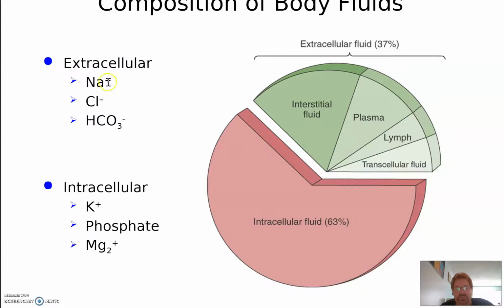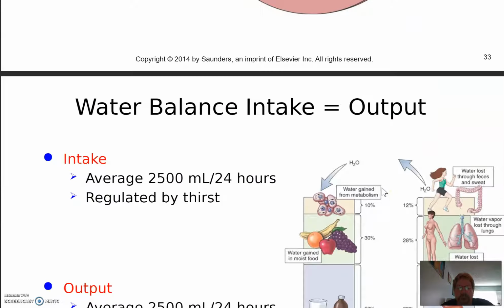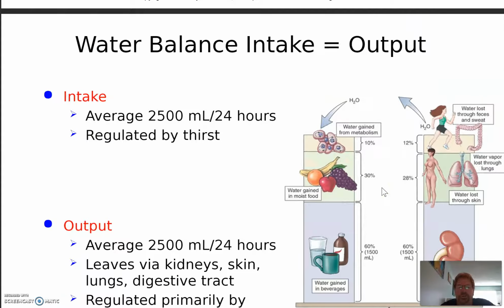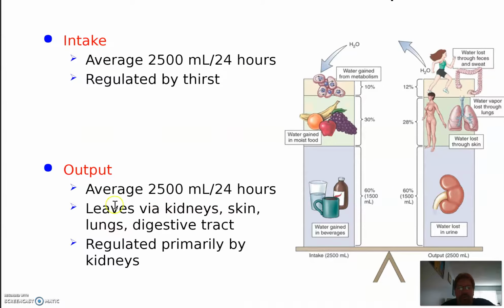Composition of body fluids. The extracellular fluid is mainly sodium chloride and the bicarbonate ion. Intracellular is phosphate, potassium, magnesium. Water intake as opposed to water output. We average about 2.5 liters in a 24-hour period, which is, of course, one diet Pepsi and part of another one. Regulated by thirst.